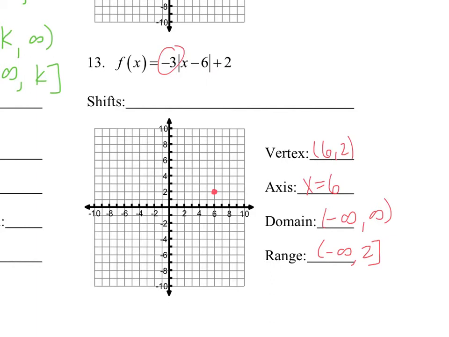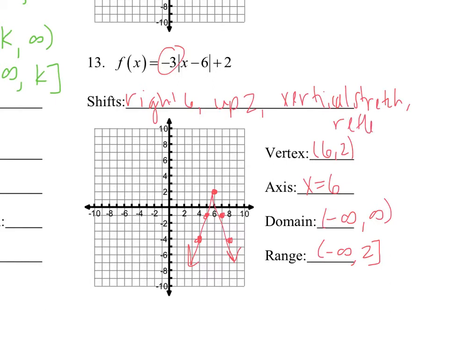We're going to go down 3 to the right 1, and then down 3 to the left 1. Remember that you graph these similar to slope, it's just that now you need to make a V. So we have quite a few shifts here. We have right 6, up 2, vertical stretch, and then reflected over the x-axis.